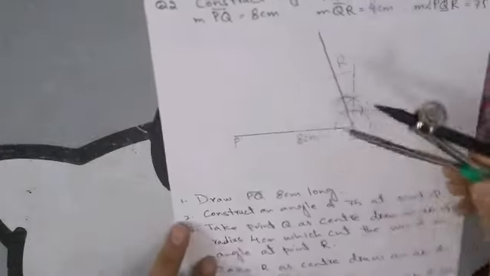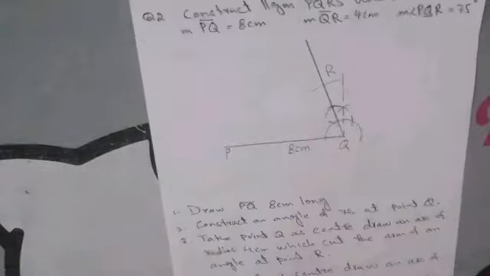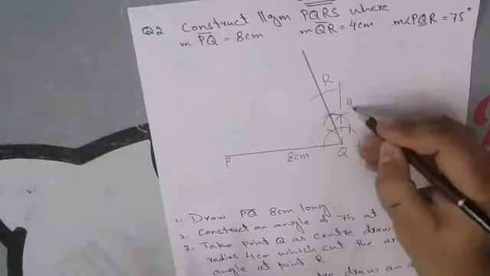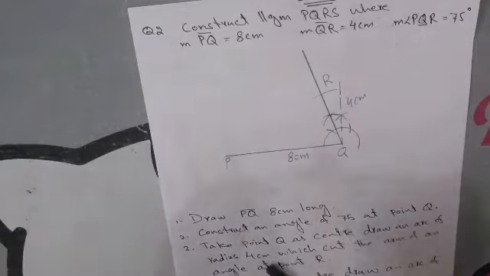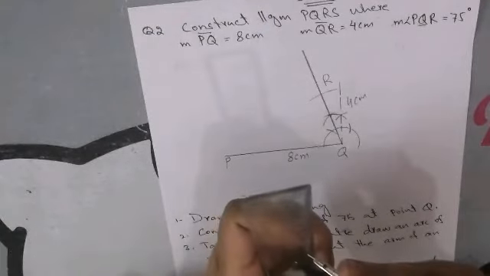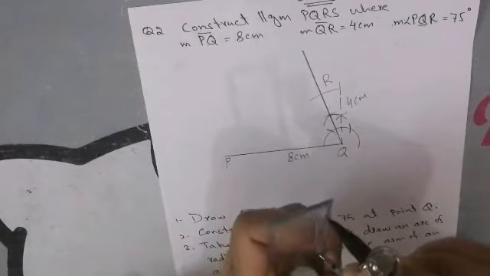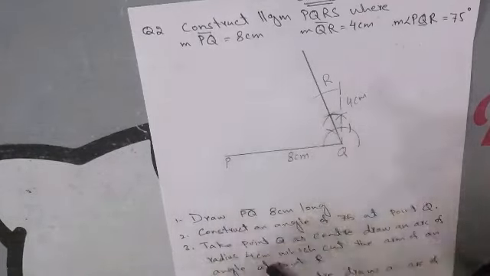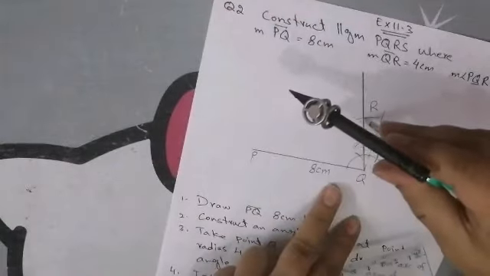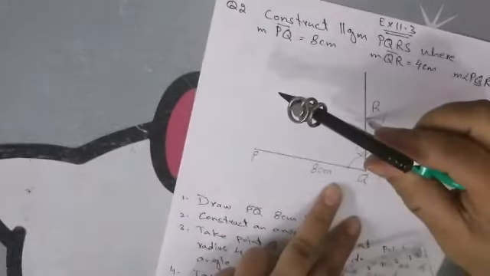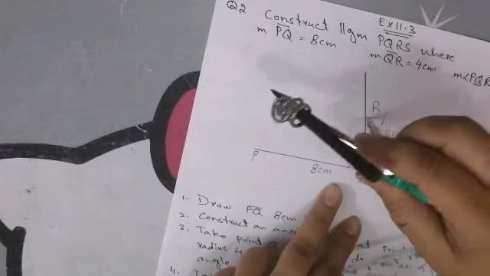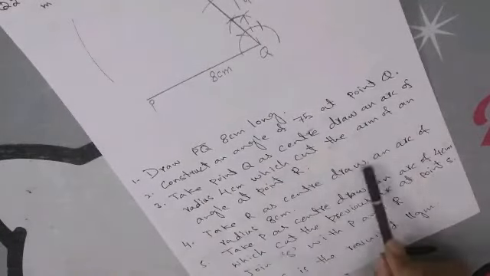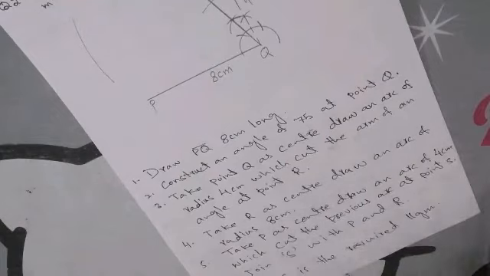Now take R as center and draw an arc of radius. Opposite sides are equal in length. So this is 8 centimeter. So its opposite sides are also 8 centimeter. This is 4 centimeter. You write it. Now you open your compass 8 centimeter. So at point R you put your compass and draw arc of 8 centimeter. Like this. So what you write? Take R as center and draw an arc of radius 8 centimeter.